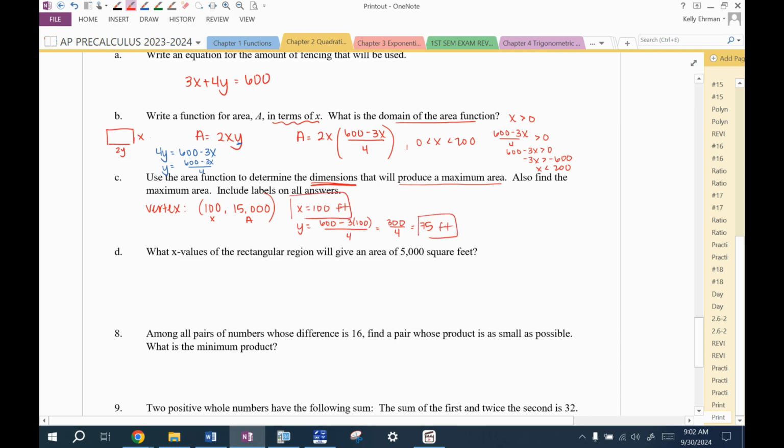And then what is the maximum area? The maximum area is 15,000. And again, include labels on all answers. That would be square feet because it's an area.